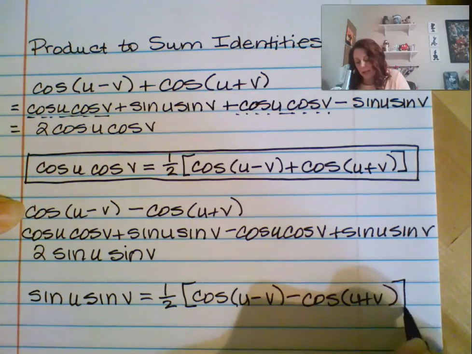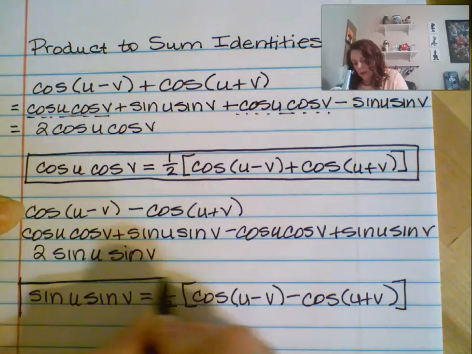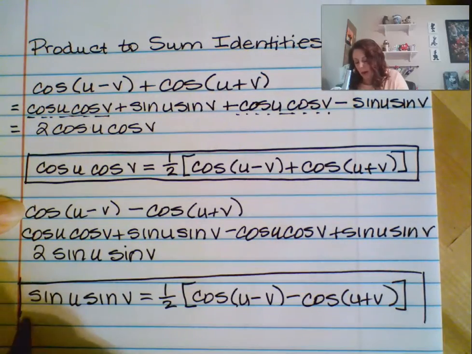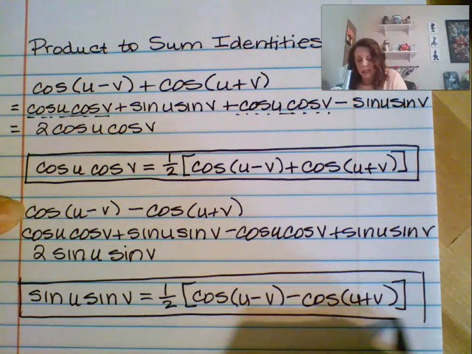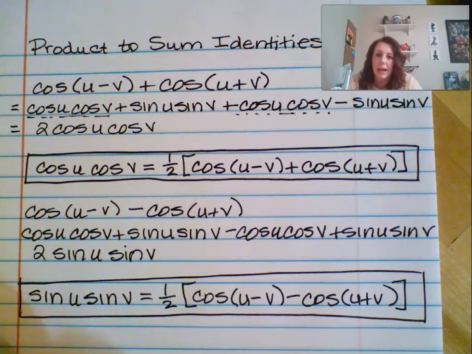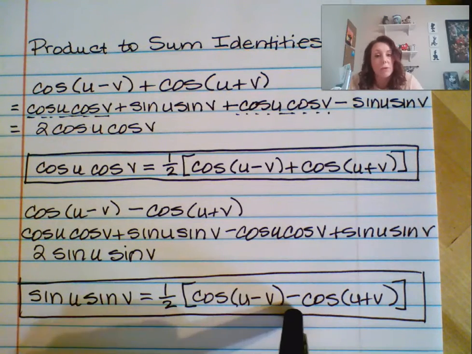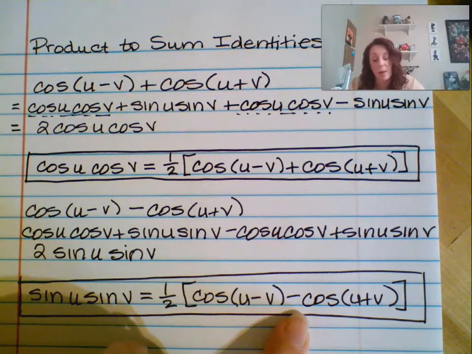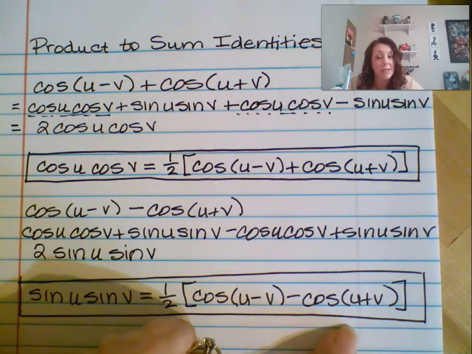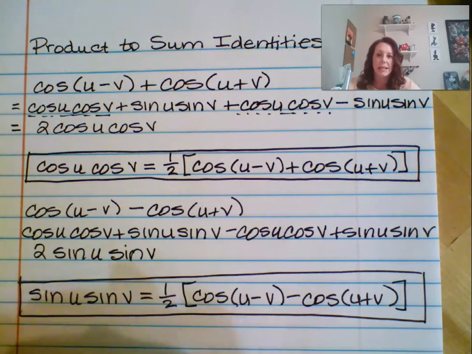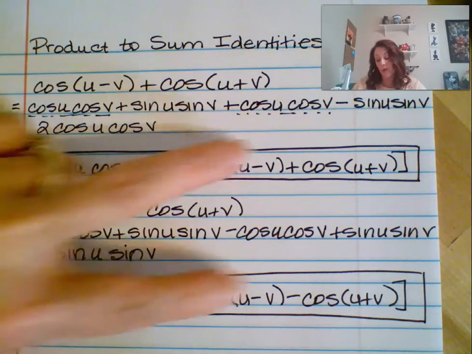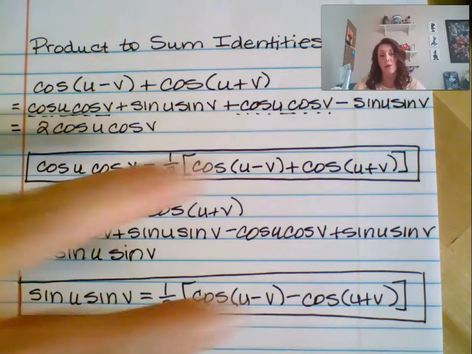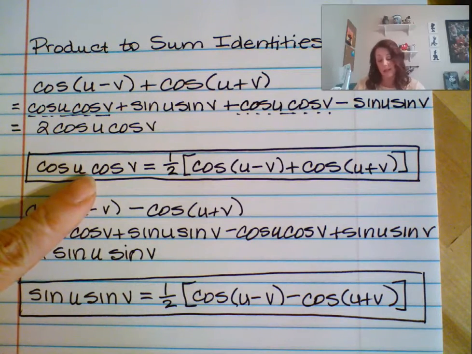And those then form the two product to sum identities. Now, we realize that this isn't typically referred to as a sum, but the general name of this group is the product to sum identities. If you wanted to be particular about it, we could say that that's adding the opposite of this quantity.